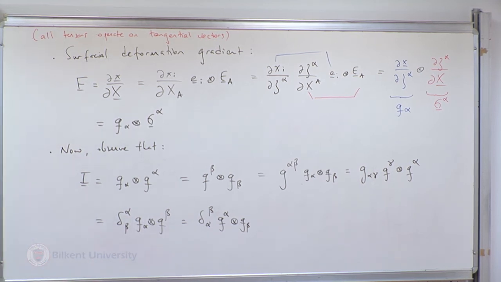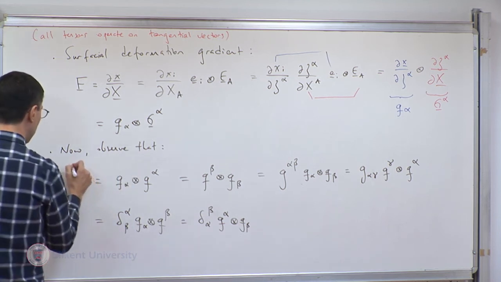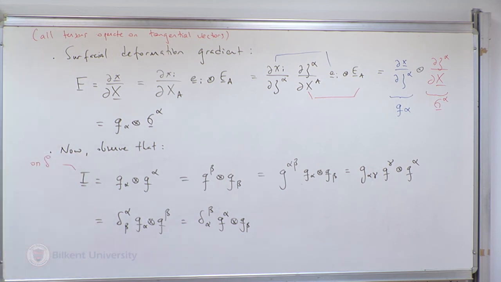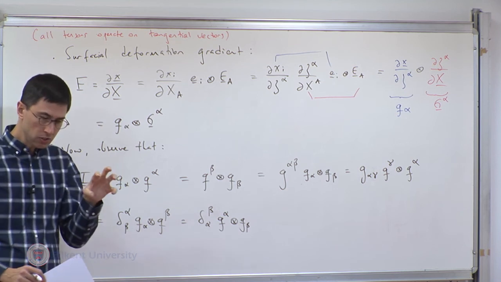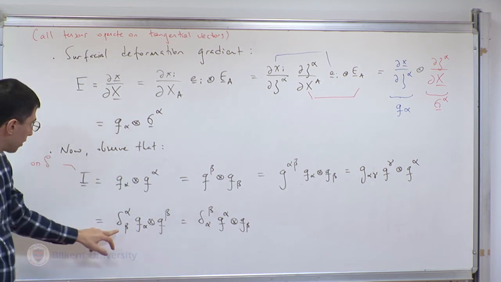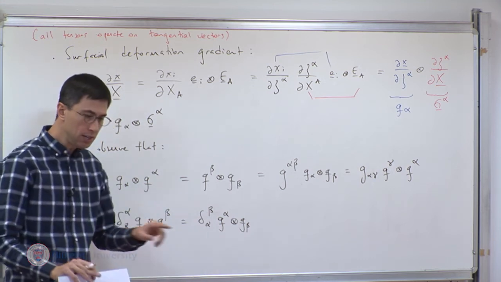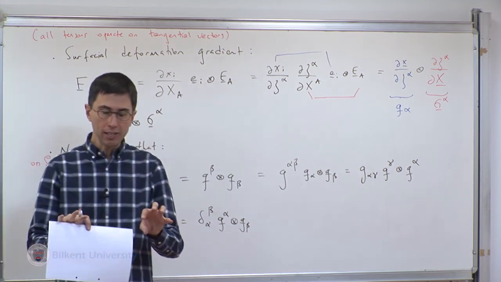So the identity in many disguises, right? And I'm writing the identity on S. Likewise, I could write the identity on the referential configuration. So the identity has components that have to do with the Kronecker delta, that structure you see here. Okay? Or in 3D, it's ei bond ei.